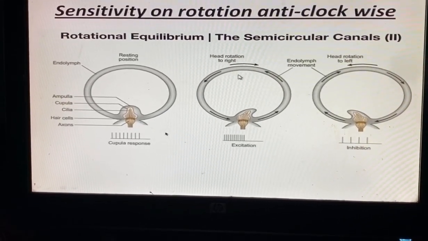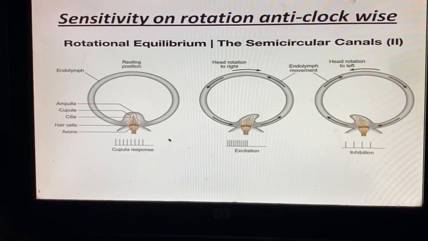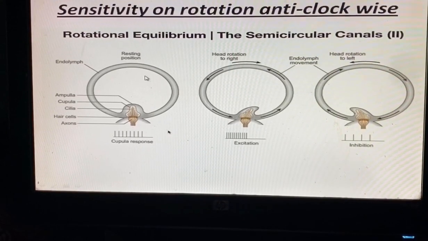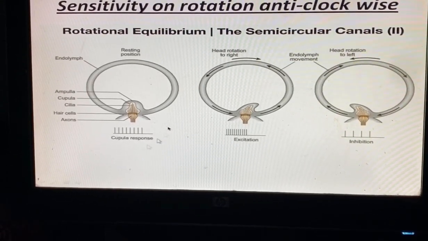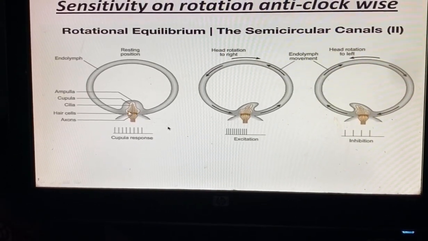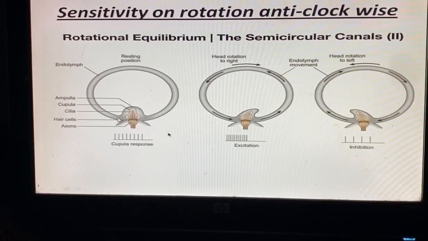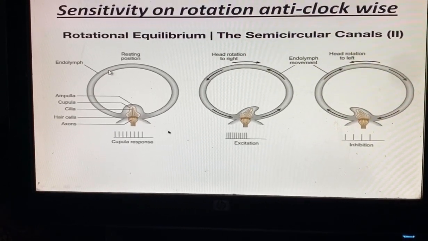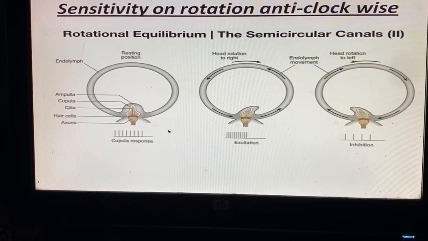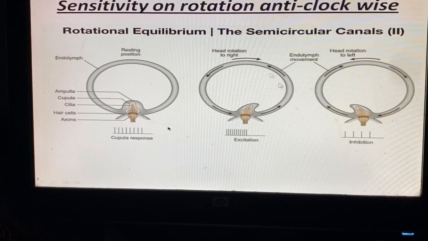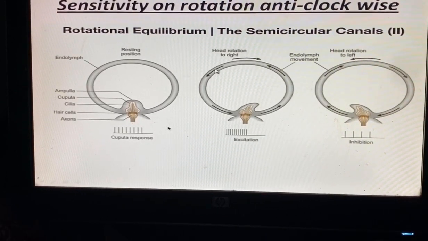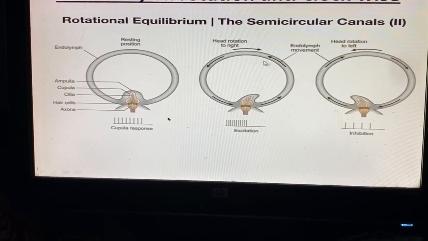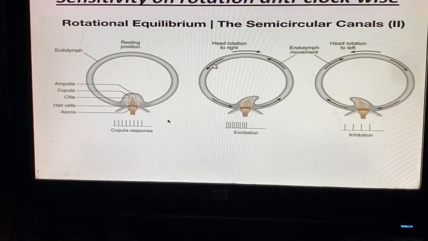How does the sensitivity to anti-clockwise rotation occur, right? In case of rotational equilibrium, you see this is the upright position or resting position. The cupula resides in its own position, and the semicircular tubes are here filled with the fluid or endolymph. It's perfectly okay. But in the second diagram you see, when the head tilts or head rotation occurs towards the right, the endolymph fluid moves towards the left. It works in the anti-clockwise direction.